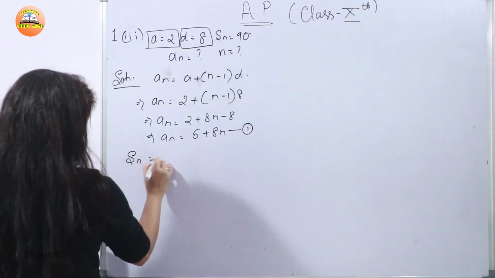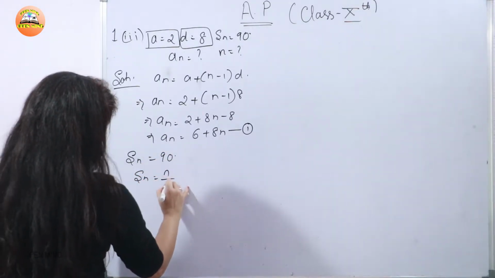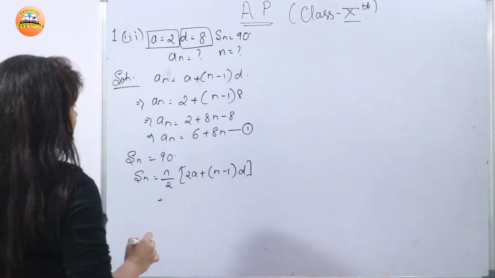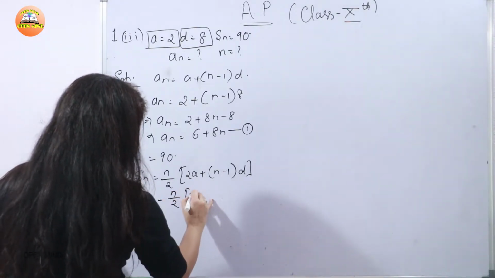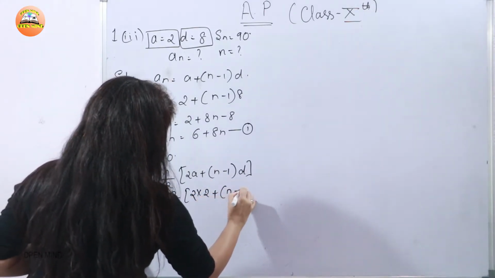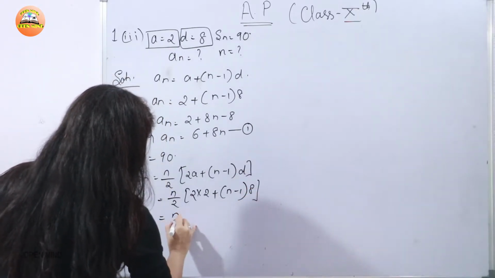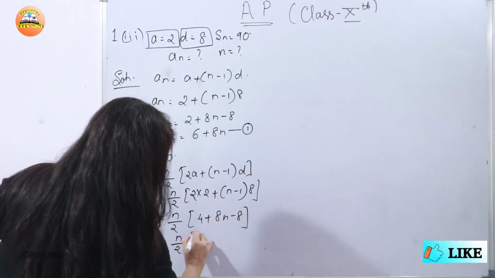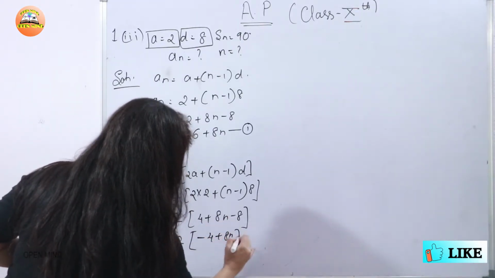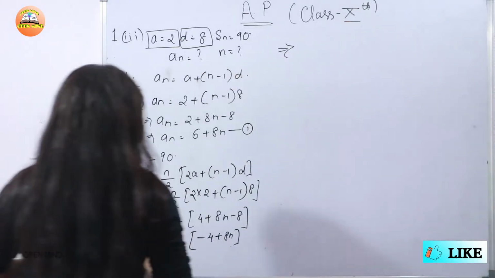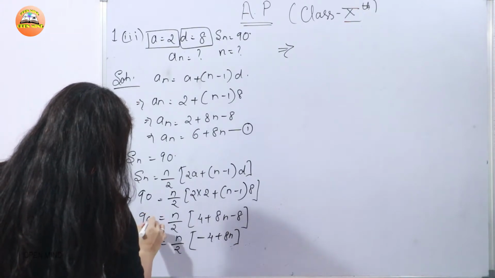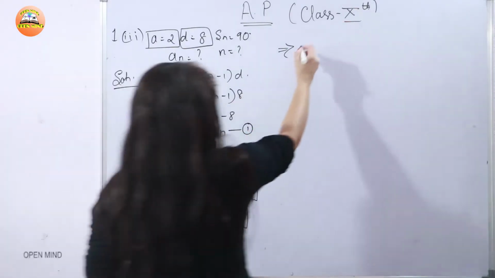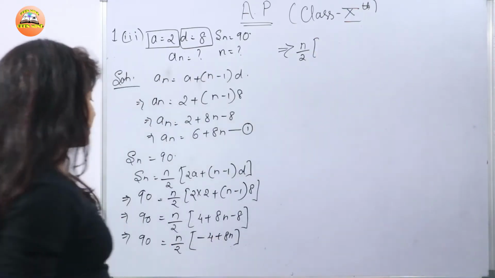Now Sn. Sn is given to you as 90. So Sn is equal to n by 2, 2a plus n minus 1 into d. What is the n over here? n we don't know, so we have to write it as it is: 2 into a plus n minus 1 into d, which is equal to n by 2, 4 plus 8n minus 8. So this implies n by 2, 8n minus 4. This is equal to 90, because it is given to you as 90. You can write 90 on the left hand side, or after solving the entire equation you can write it at last.